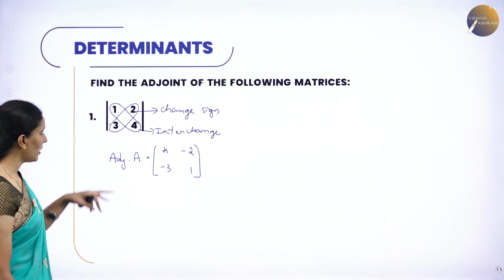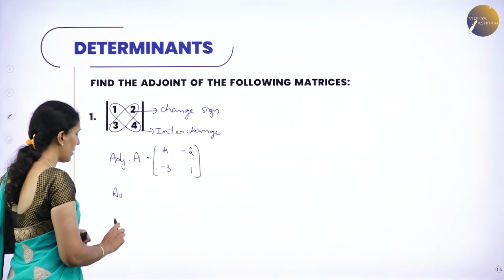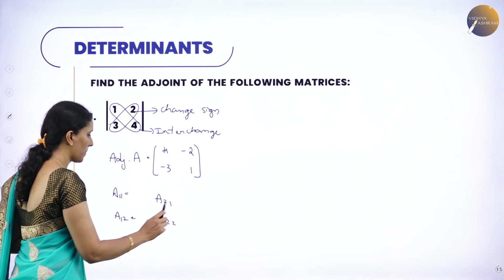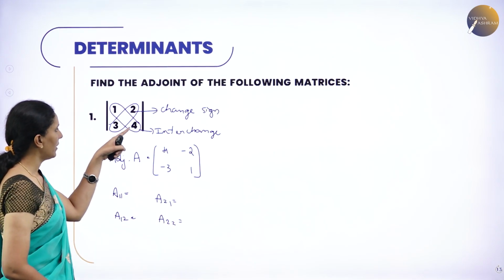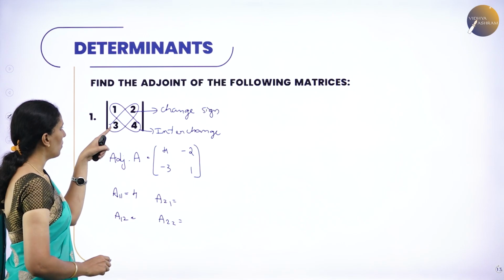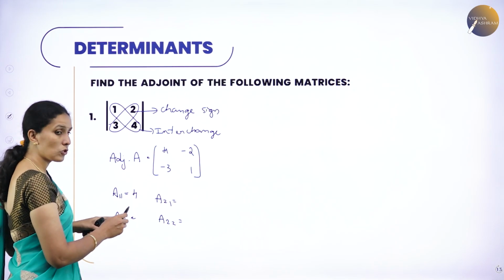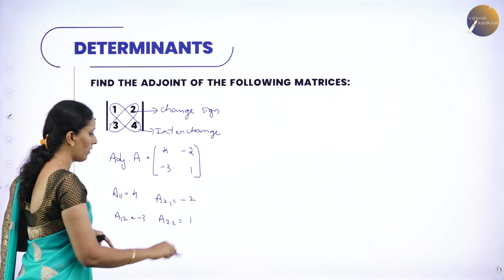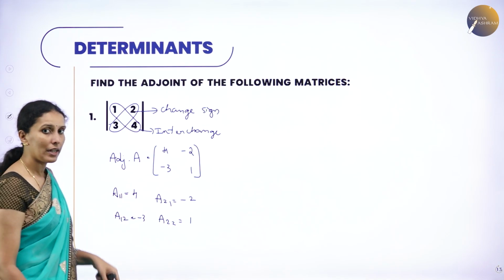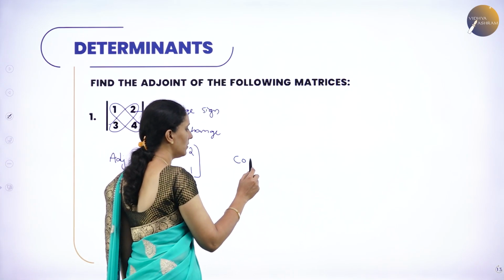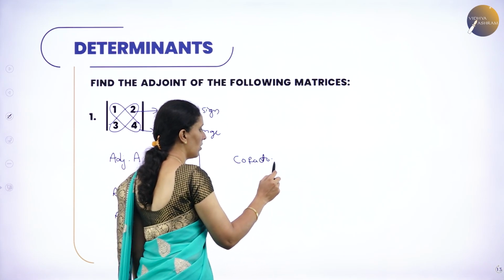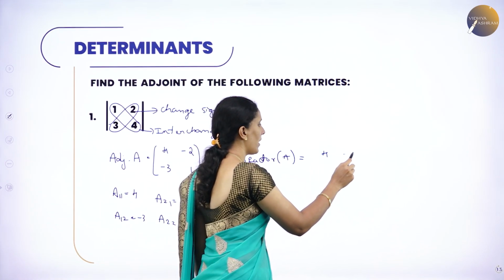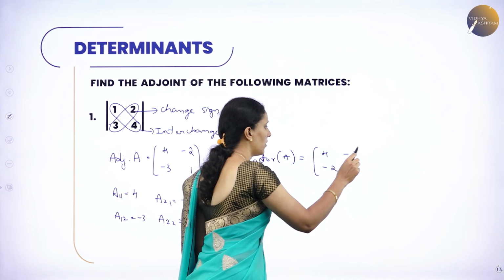So what is the other way to find it? What are the cofactors A11, A12, A21, A22? We are going to find them here. What is the minor of 1? It is 4. So 1 plus 1, so 4 here. What is the minor of 2? It is 3, but 1 plus 2 gives a minus sign, so -3, and here it is -2, and here it is again 1. Now we have to write this as a cofactor matrix. So the cofactor of A is equal to A11, A12 which is 4, -3, -2, 1. Now what is the adjoint?